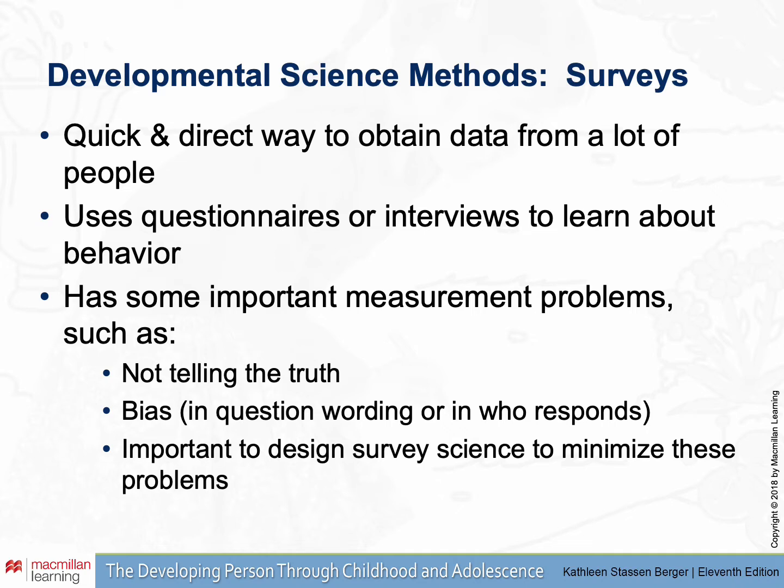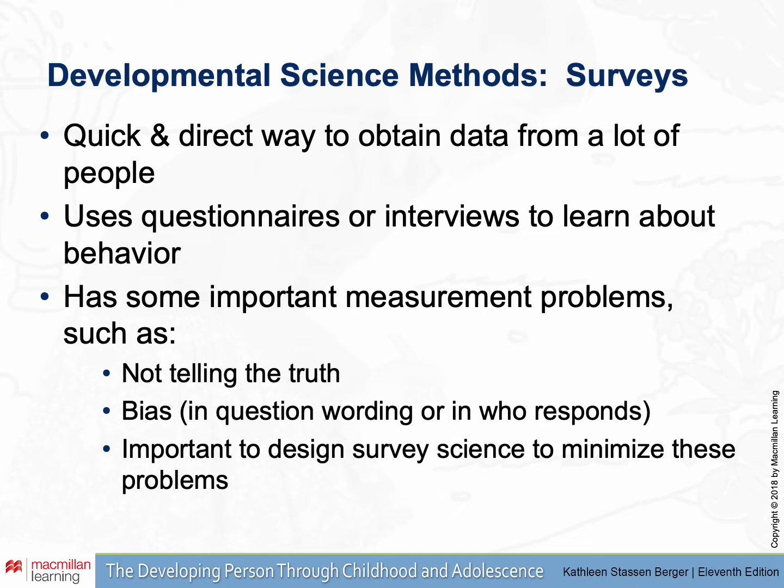Developmental science also relies a lot on survey methods, particularly when just beginning to study a phenomenon or when it becomes important to try to collect a lot of data on a lot of people and try to minimize your costs and time. So surveys or questionnaires or interviews, these are quick and direct ways to obtain data from lots of people. There are, however, some measurement problems.